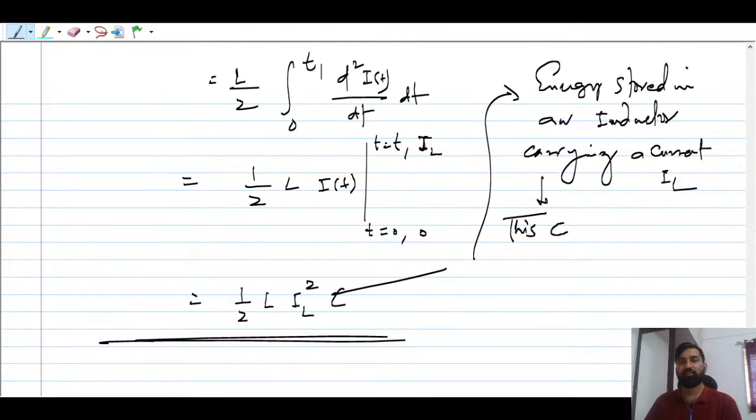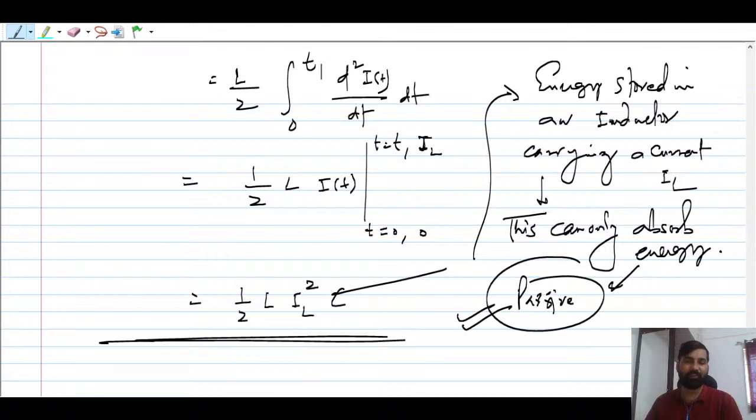This can only absorb energy, so it is a passive element. Depending upon the IV curve, you can decide. If it is a passive element, it should certainly absorb power, and the stored energy will be half L i square. So this is all about energy.